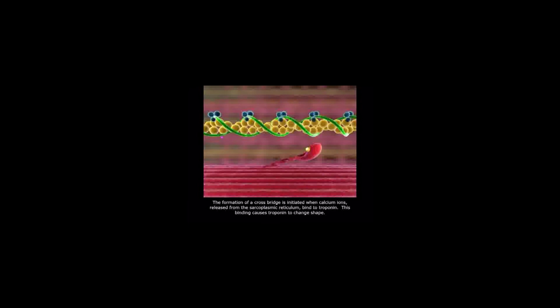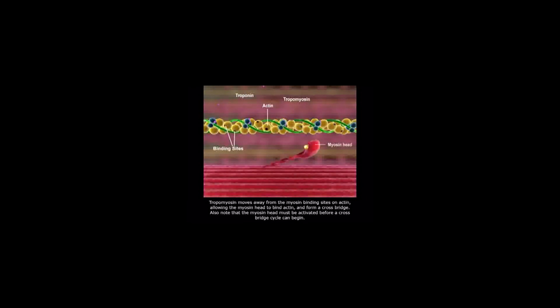The formation of a cross bridge is initiated when calcium ions, released from the sarcoplasmic reticulum, bind to troponin. This binding causes troponin to change shape. Tropomyosin moves away from the myosin-binding sites on actin, allowing the myosin head to bind actin and form a crossbridge.